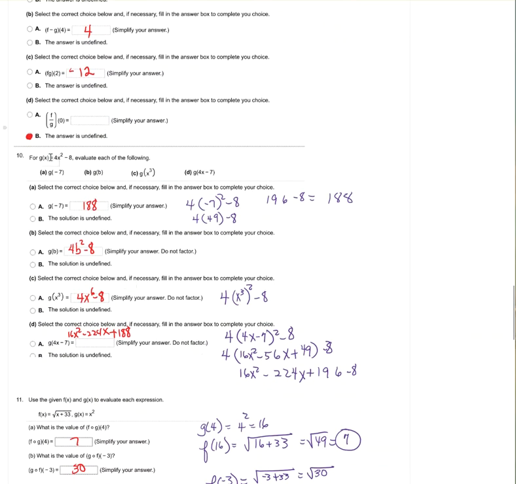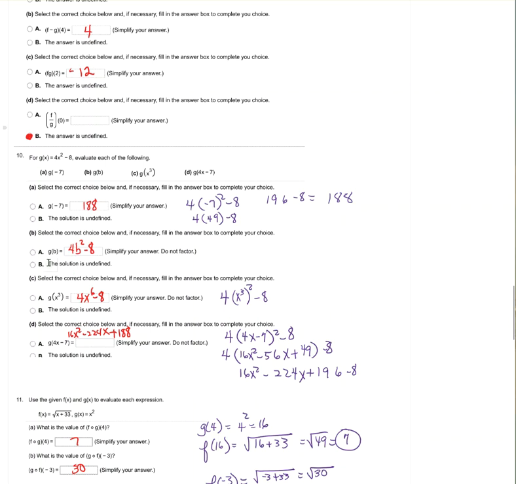Number 10, we've got g of x is this. Evaluate all of these things. That means plug them in. So g of negative 7, you just put negative 7 in here, you square it, you get 49, and ultimately, over here, 4 times 49 minus 8, that's 196 minus 8, which is 188.